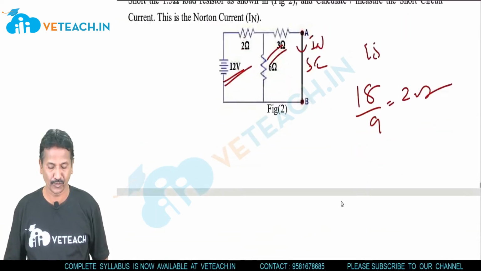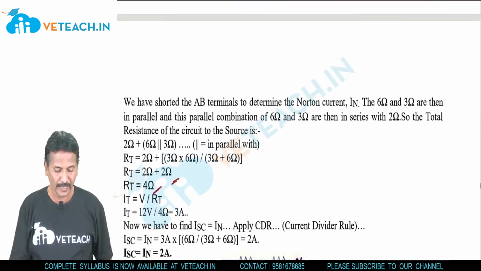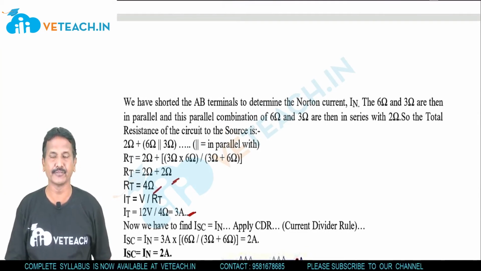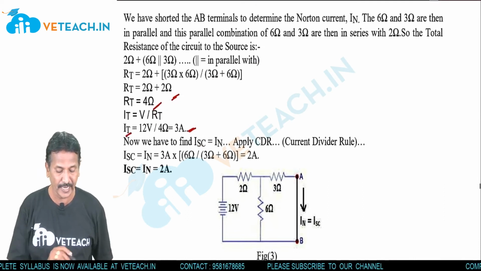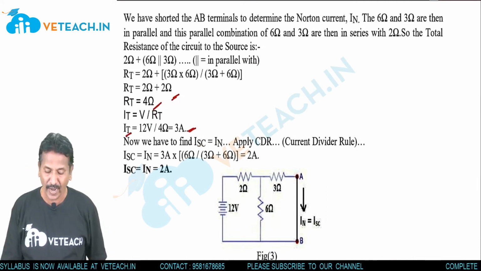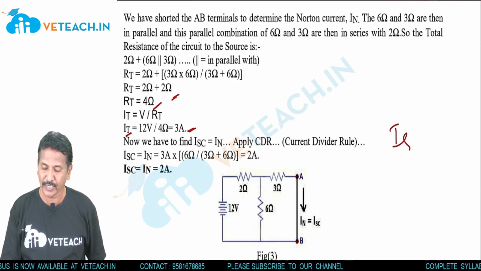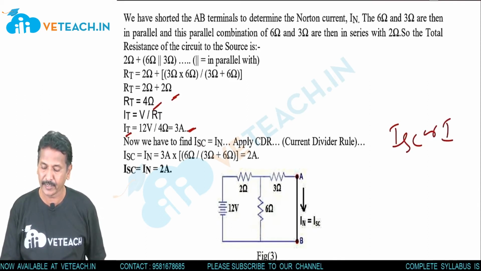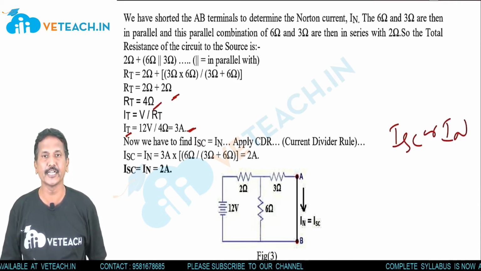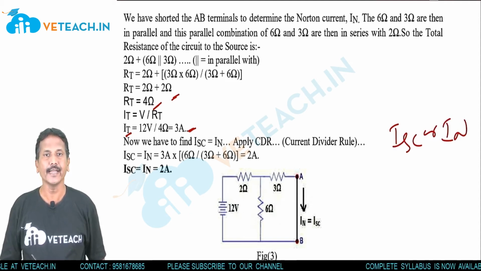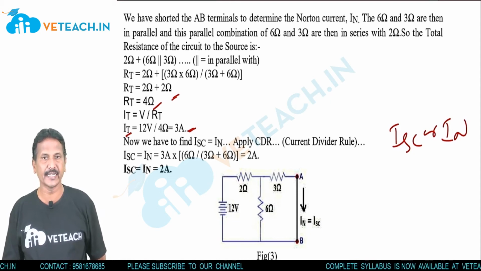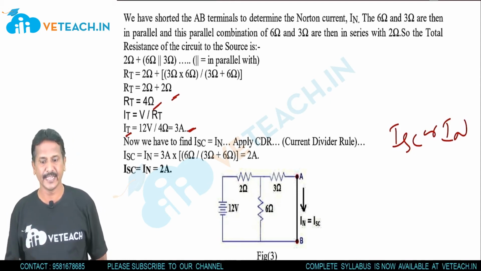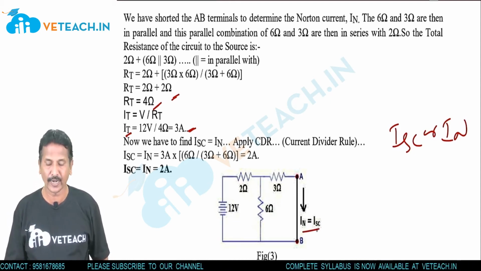12 volts. So 12 volts by 4, how much here? 3 amps. What does this 3 amps indicate? This 3 amps indicates the current. Now, to find the short circuit current or IN, to find Norton's current or short circuit current, right? By applying the current division method, we will find this IN. So this is IN or ISC.